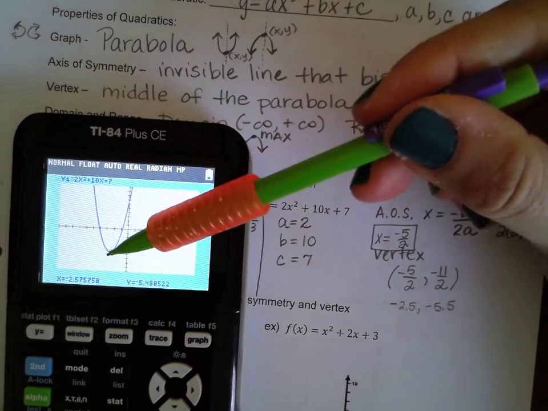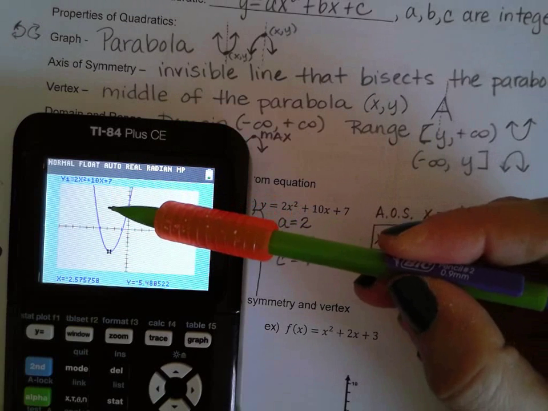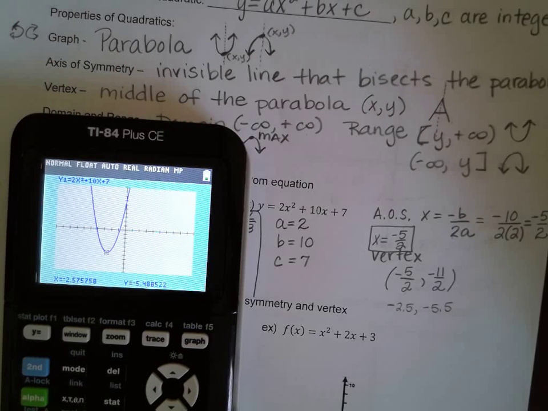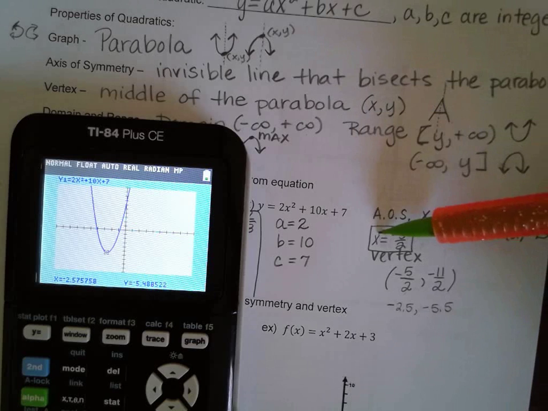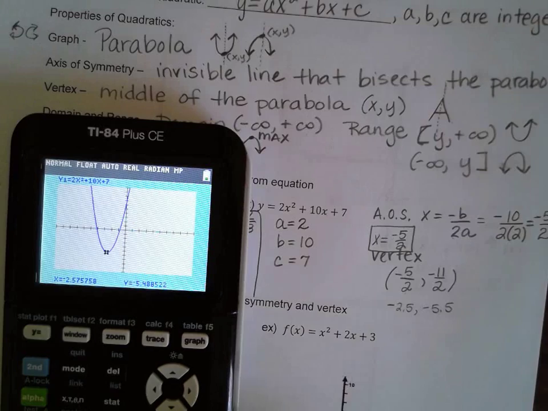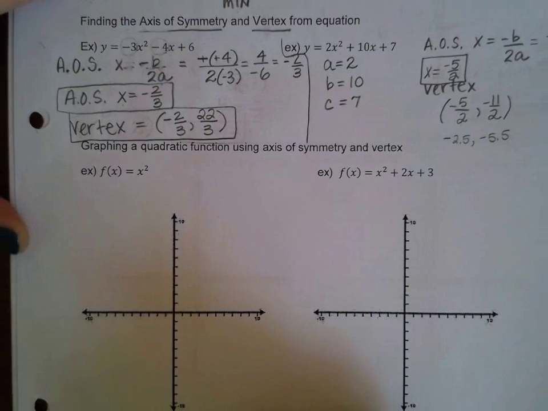This is the very middle of the parabola, and then this -5/2, if you could imagine a vertical line going right through it, it would be x equals -5/2. Okay? Okay, so let's go down and do another example. And let's actually do some graphs with this. We'll do a little table of x and y's and plot some graphs.